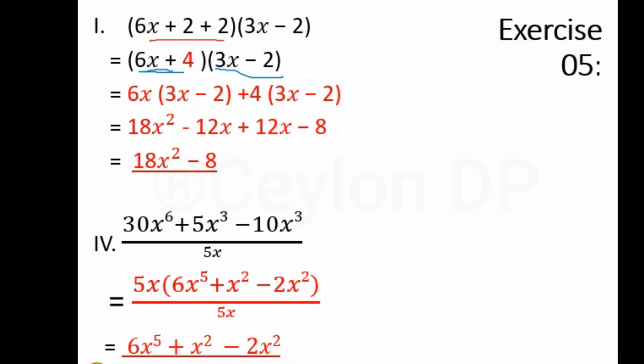The answer is 6 multiplied by 3, 18, x multiplied by x, x power 2, minus 6x times 2, 12x, plus 4 multiplied by 3x, 12x, and 4 multiplied by 2, minus 8. Because you have to settle this minus 12x and plus 12x, the answer is 18x power 2 minus 8. And the next one, division.